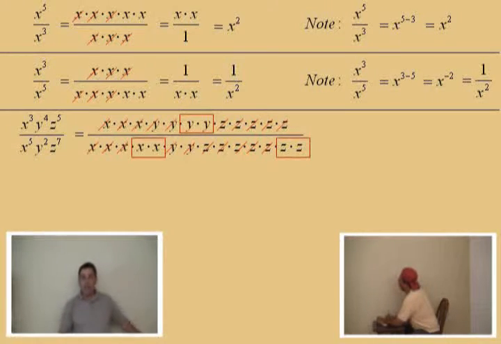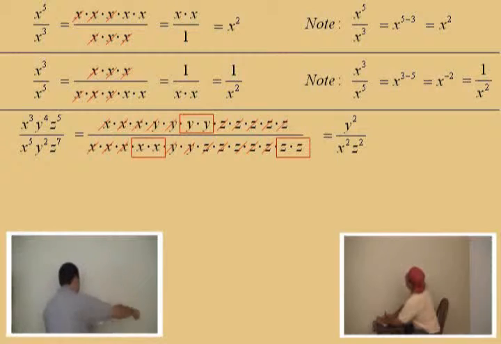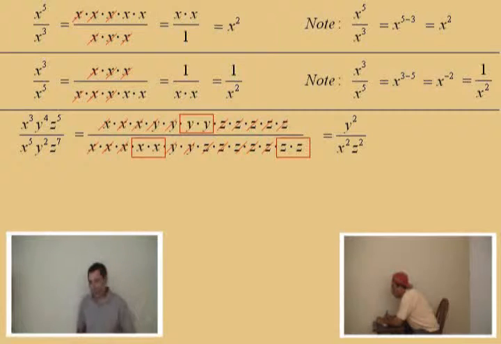So Charlie, how do we write y times y? Y squared. That's right. How do we write x times x? X squared. And how do we write z times z? Z squared. Very nice, Charlie. So we're going to write our final answer there. Y squared over x squared times z squared. Very nice there. So let's go back and look at the rules for exponents though.